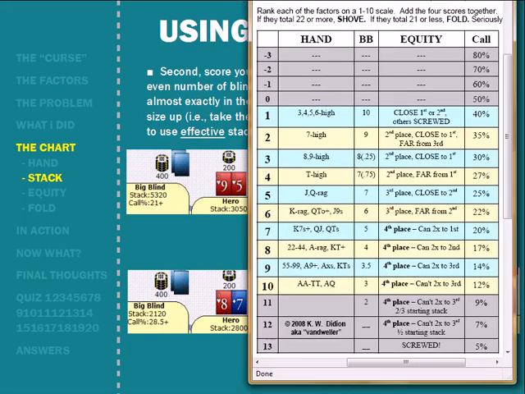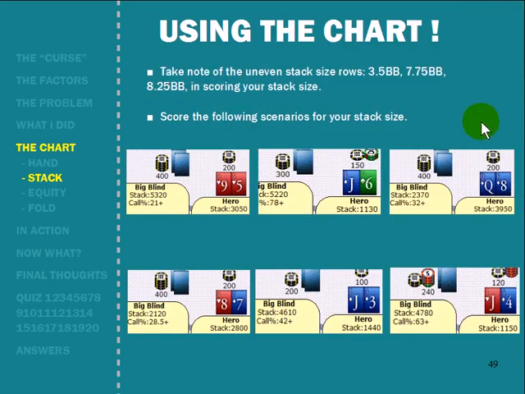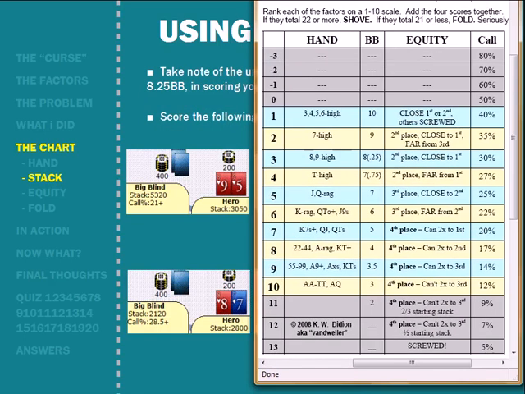And I also want you to take special note of some of the uneven stack size rows in the big blind. There's one here, 10, 9. You'd expect it to go 10, 9, 8, 7, 6, 5, 4.